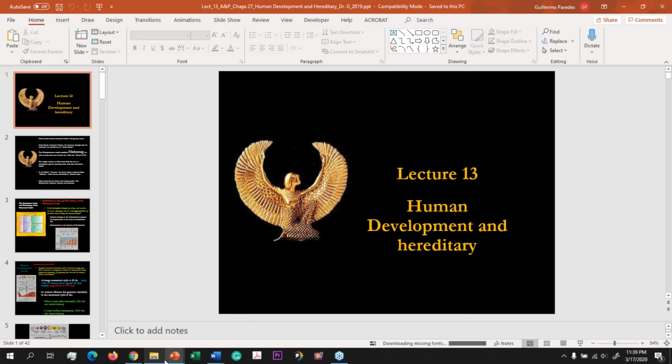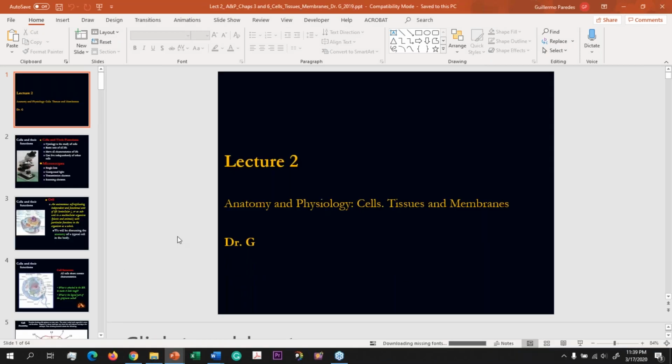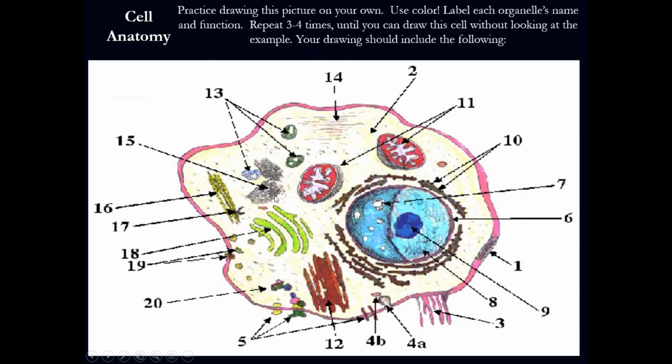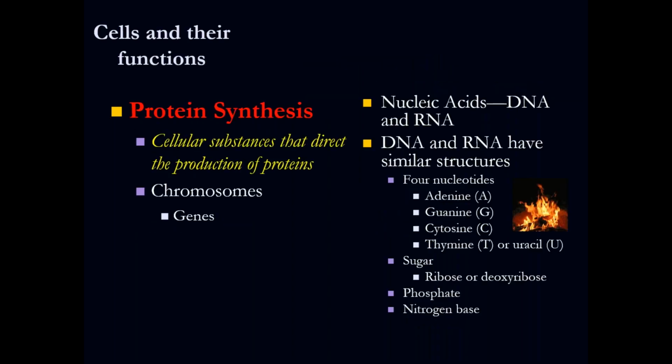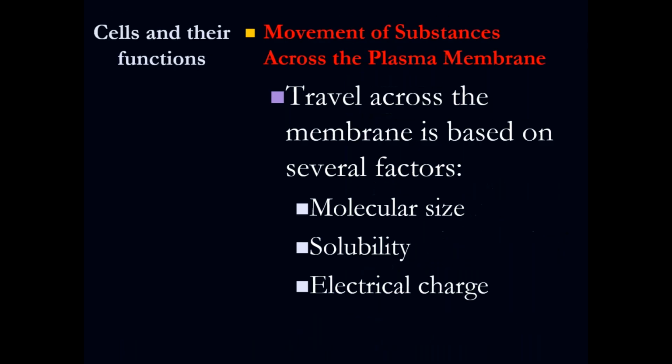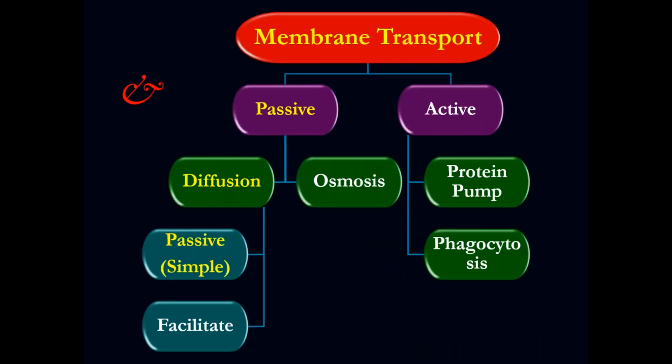Okay. Let's go to lecture number 2. We are going to talk about membrane transportation. When you are talking about membrane transportation, you need to remember that there are 2 groups, passive and active. Passive is going to be the simple diffusion.